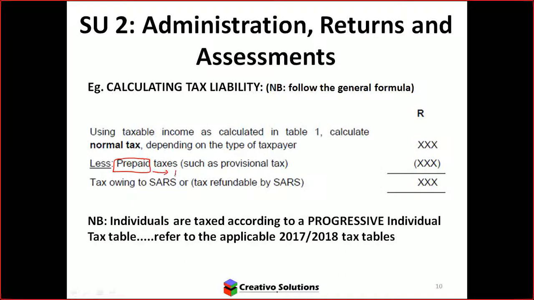The biggest example of prepaid tax would be pay as you earn. If you're an employee and you're employed with a company, when does that company pay your pay as you earn over to SARS? Well, do they wait till the end of the month? No, sir. When do they pay it? I think they pay it during the year, sir. Basically, during the year.